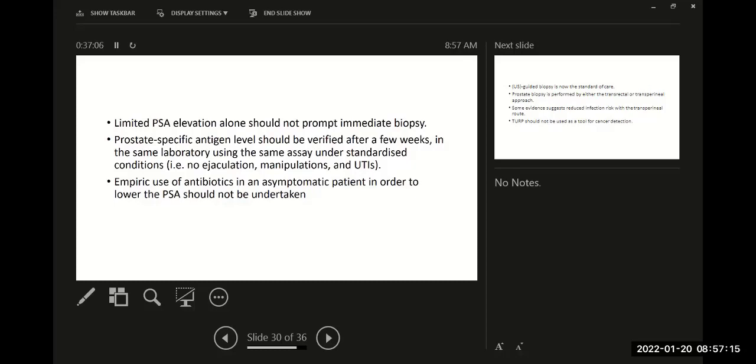As the doctor is writing, empiric use of antibiotic in an asymptomatic patient in order to lower the PSA should not be undertaken. So is this the AUA guideline or the EAU guideline? It is the EAU guideline. Sir, I would refute this statement. I am against it because this is not the practice that we do here. Plus, this is not the practice that they do in America also. So it is somewhere in between.